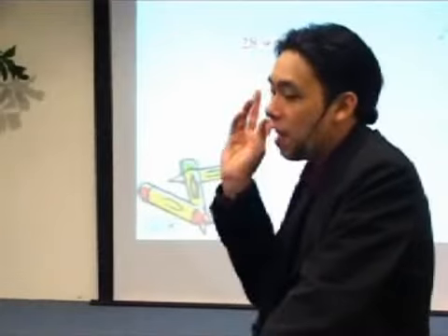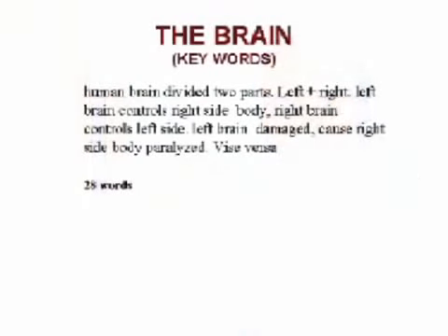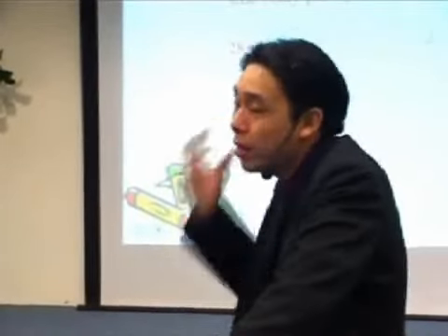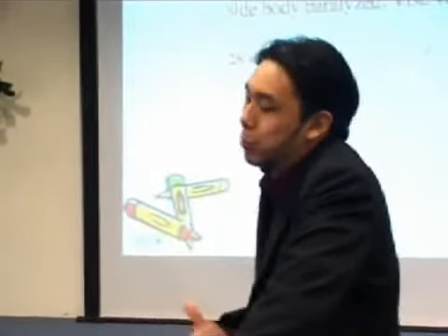Next, it says left brain damage cause right side body paralyzed. Vice versa. That's all you need to know, right? You got all the information. Nothing was lost. All the meanings there. 100% of the meanings there. But how many words are there right now? There are only 28 words. Now, 116 words, guess what? It's about 20%. Right? About 24% to be exact.